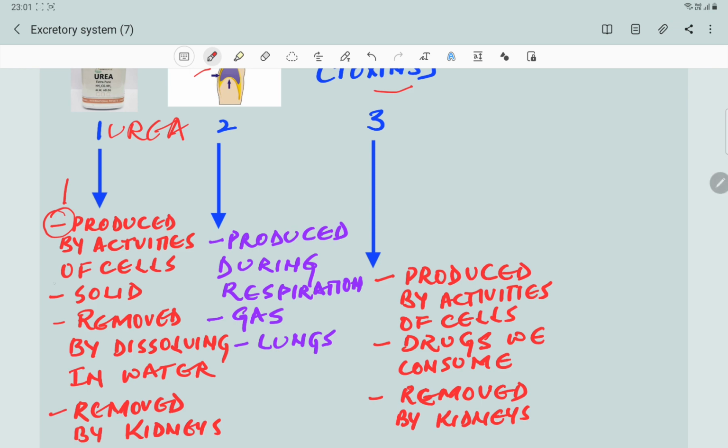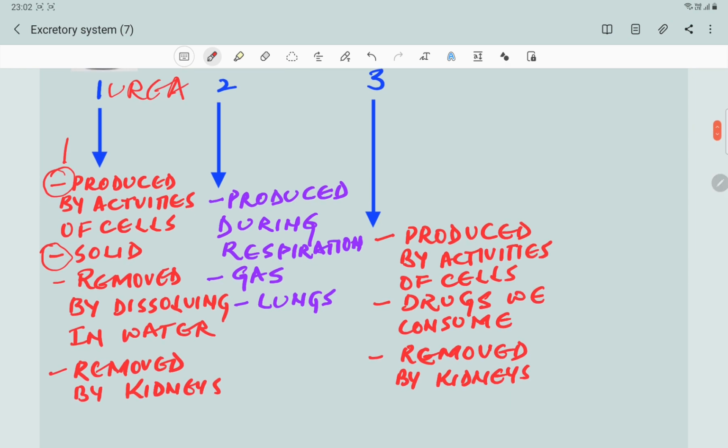Now, urea is a solid waste. It's like solid, but how is it removed from the body? The good thing about urea is that it dissolves completely in water, and so it can be removed along with water in the form of urine. And lastly, urea is removed from the body with the help of organs known as kidneys.